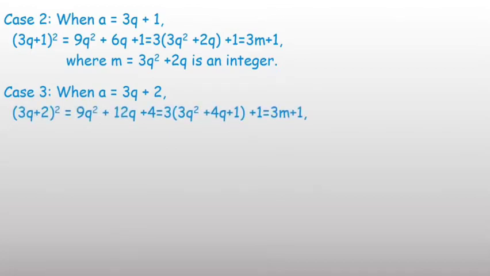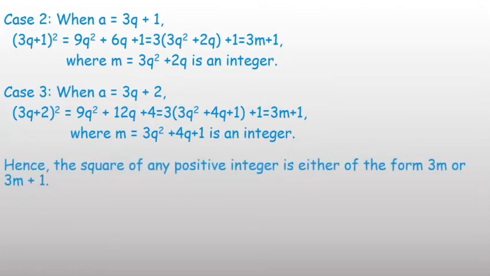Third case, if a equal to 3q plus 2, after squaring we can write this number in the form of 3m plus 1, where m equal to 3q square plus 4q plus 1 is an integer. Hence, square of any positive integer is in the form of 3m or 3m plus 1.